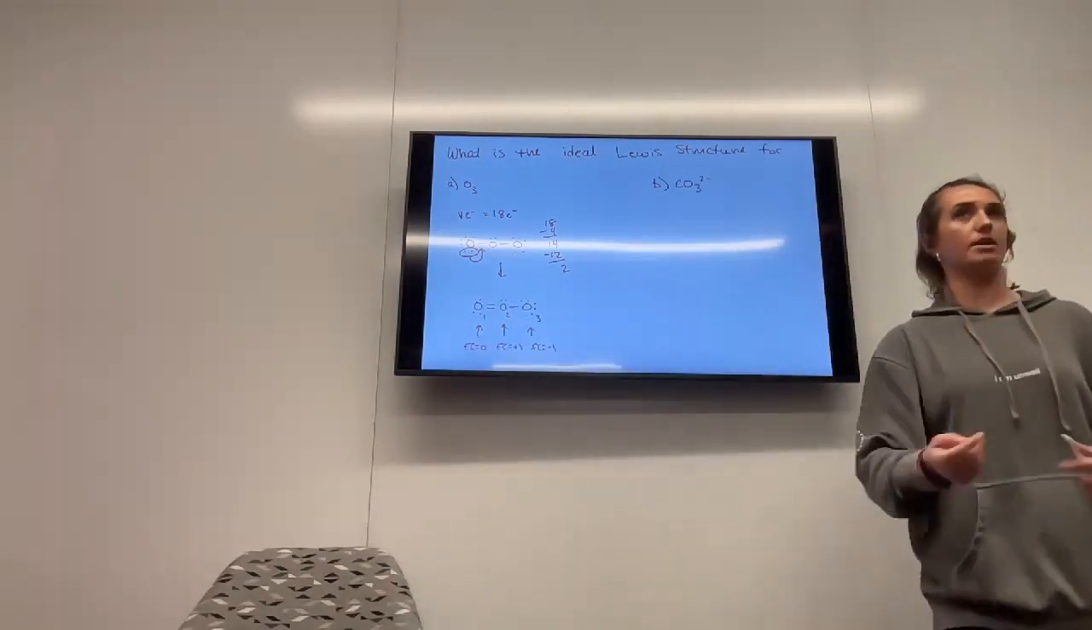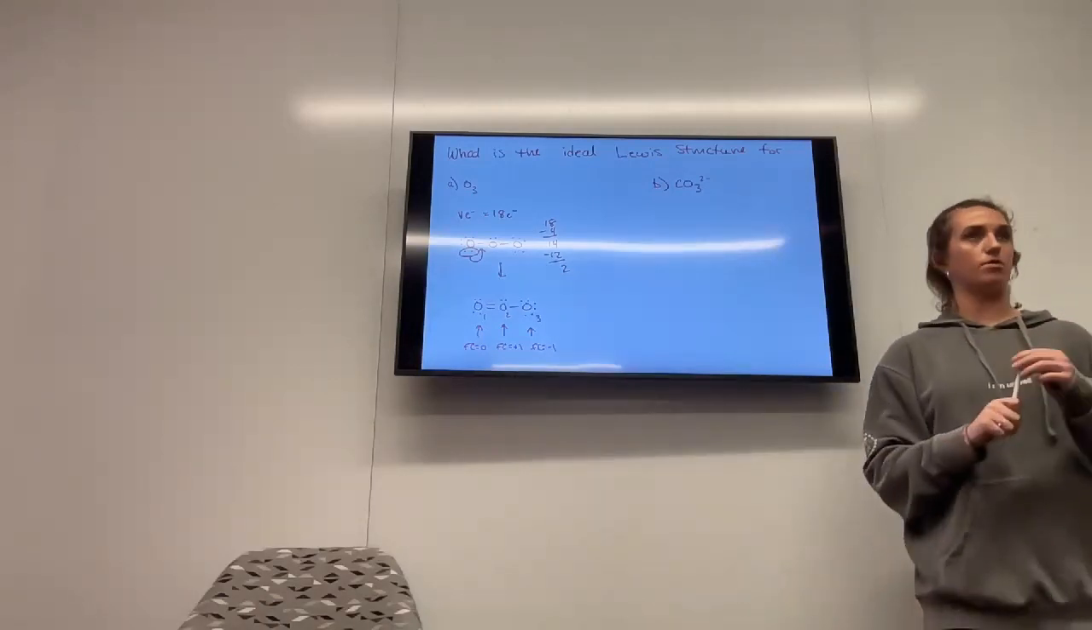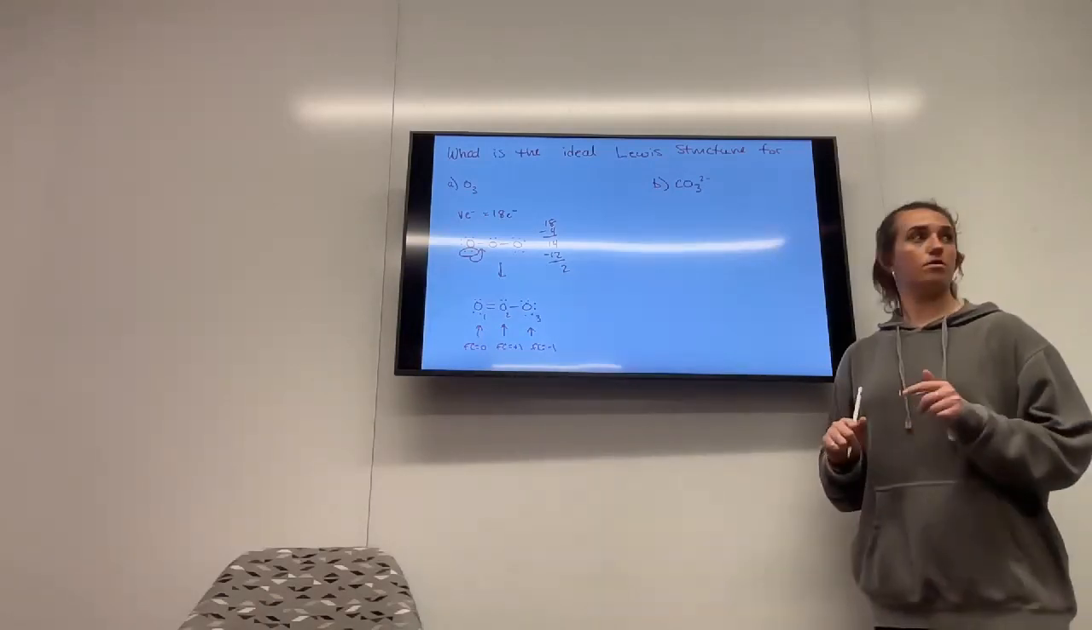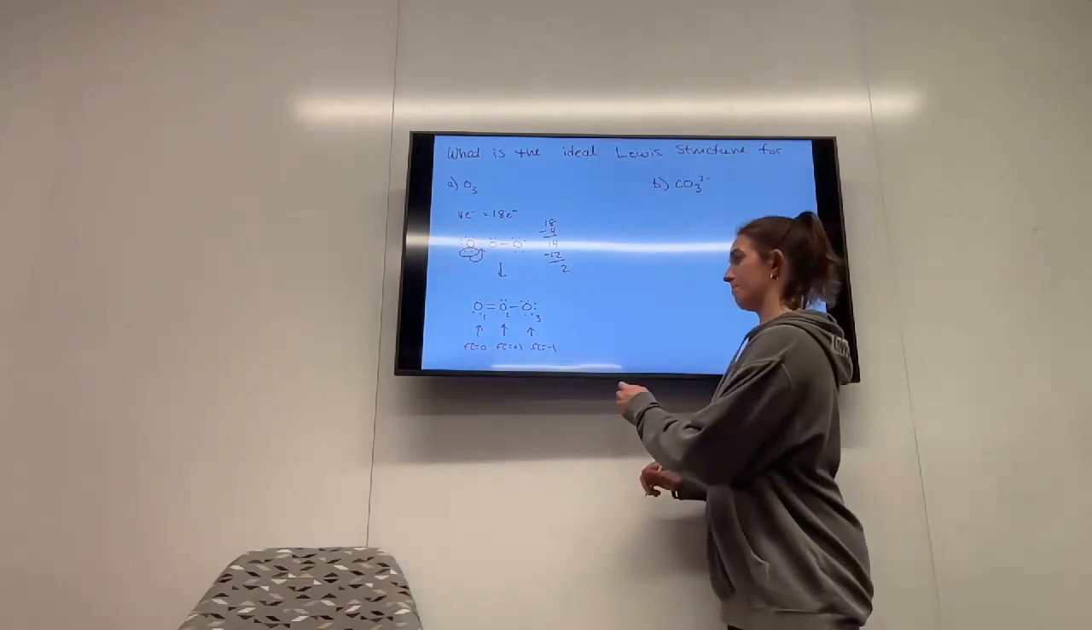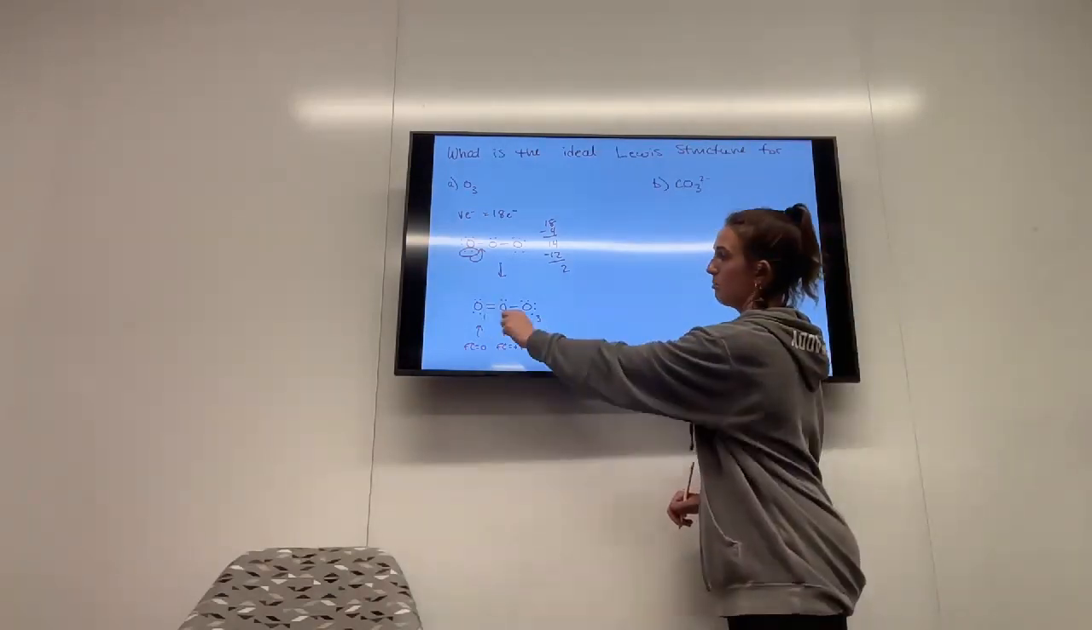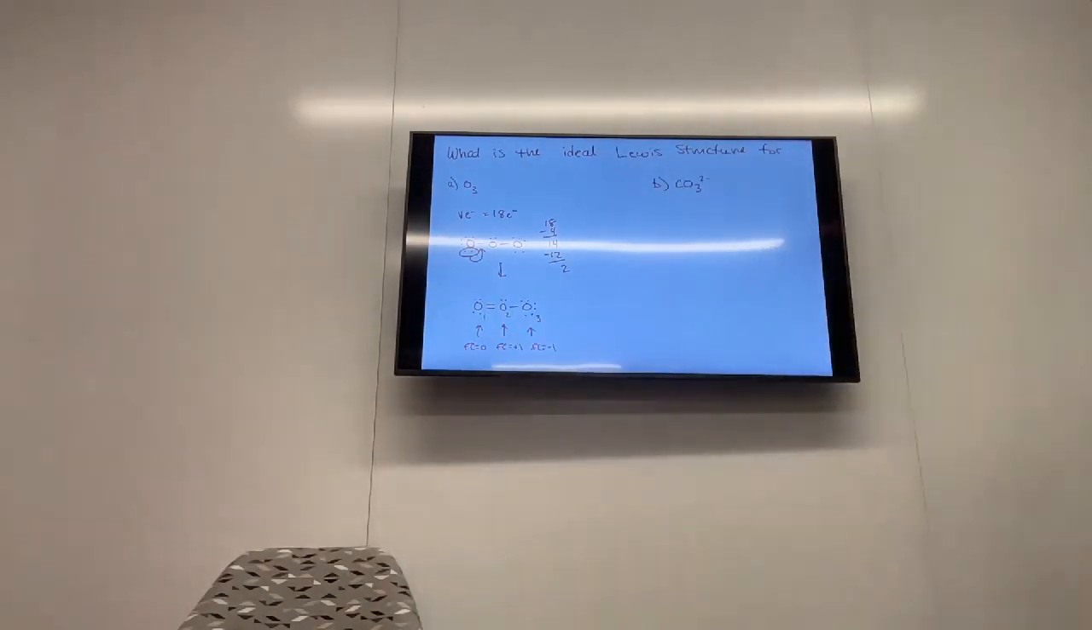Okay, does a resonance structure exist for ozone? Yep, what is it going to look like? The other side of the bond. Perfect, right? We're going to take this double bond, put it on this side, so we end up with a single bond on the left and a double bond on the right. So you can say that this would be oxygen, single bond, oxygen, double bond, oxygen. Okay.